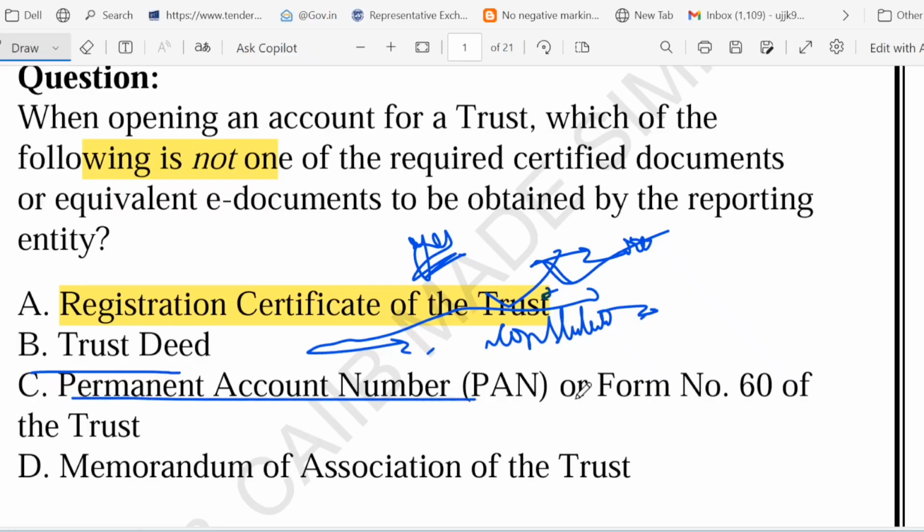The third is PAN or Form 60 of the trust. Yes, this is also required. Just like an individual, a trust also needs a tax identity. So either a PAN card or, if PAN is not available, Form 60 must be submitted.